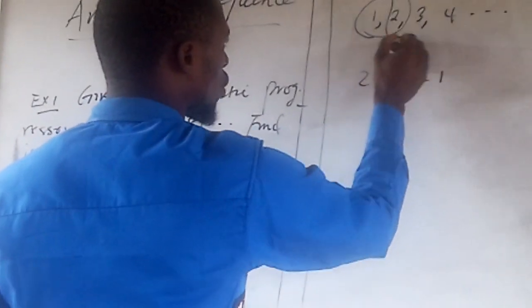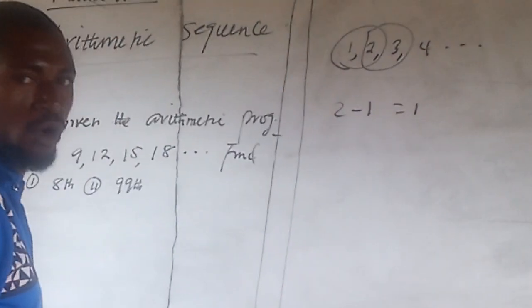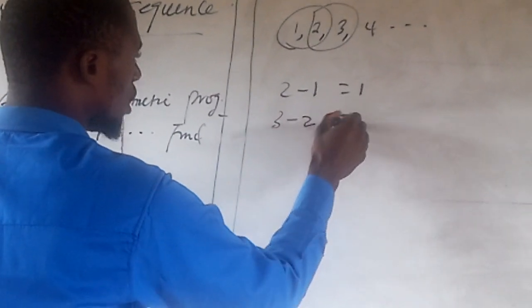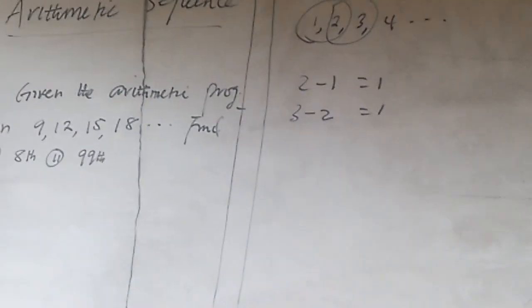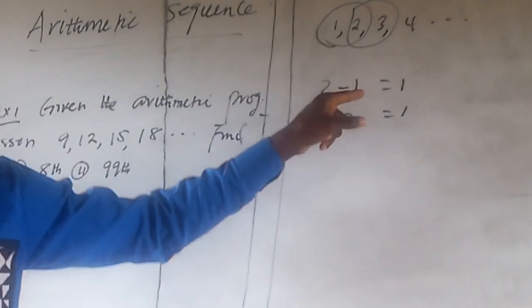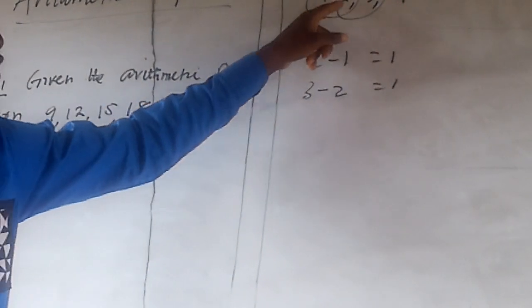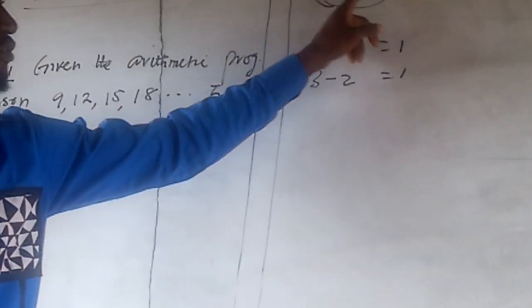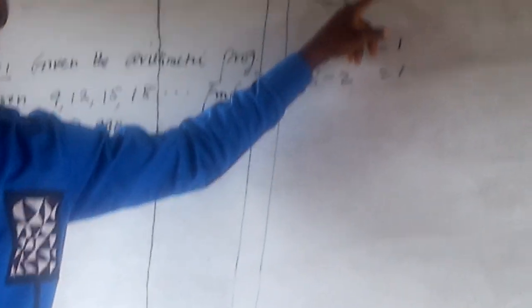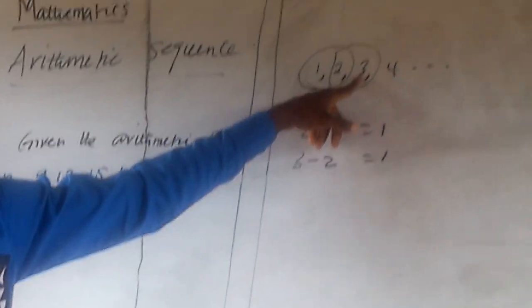Let's pick another set of numbers: 2 and 3. Now the difference here will be 3 minus 2, and this will also give us 1. Therefore, this implies that their difference here is 1. The difference between 2 and 1 is 1. The difference between 3 and 2 is 1. The difference between 4 and 3 is 1.